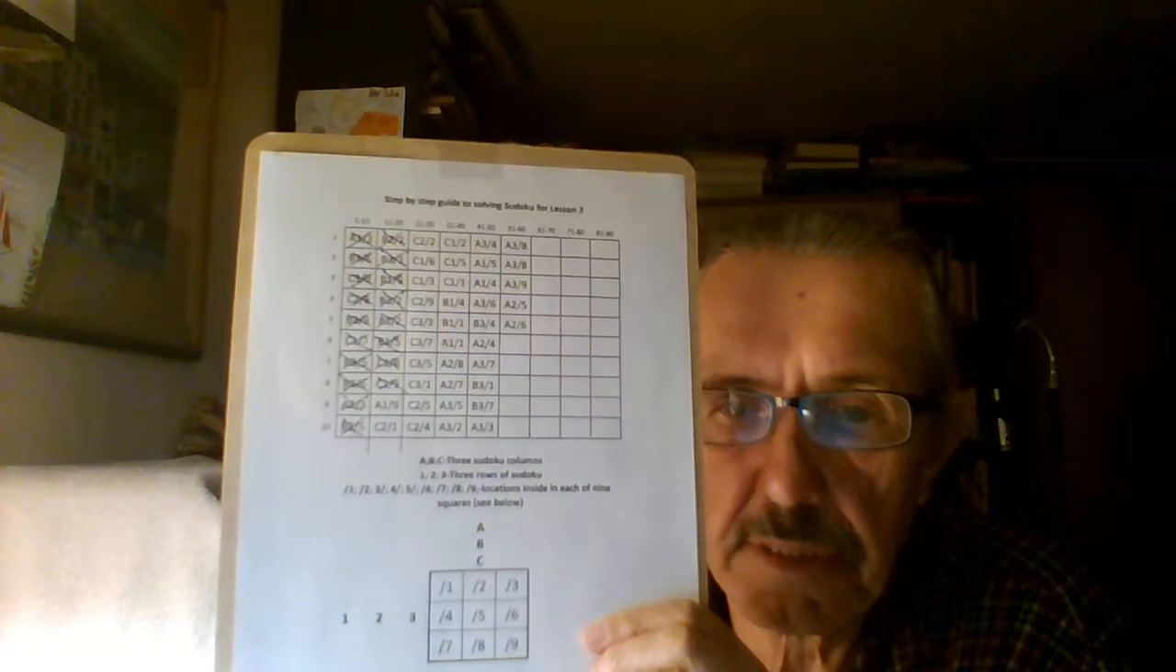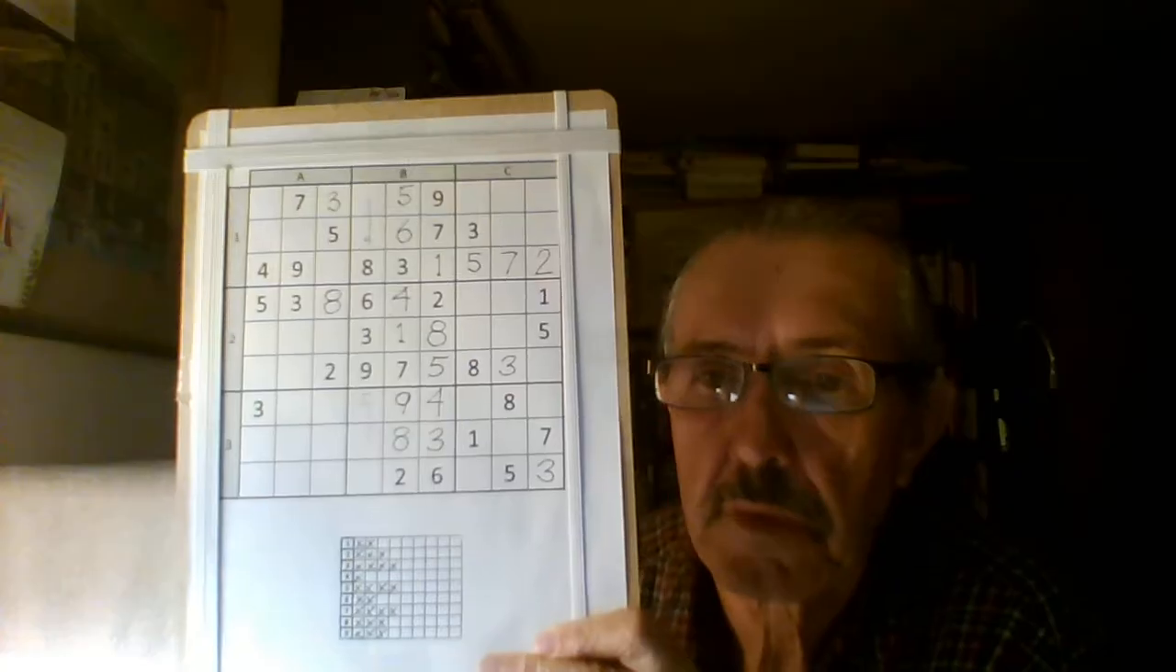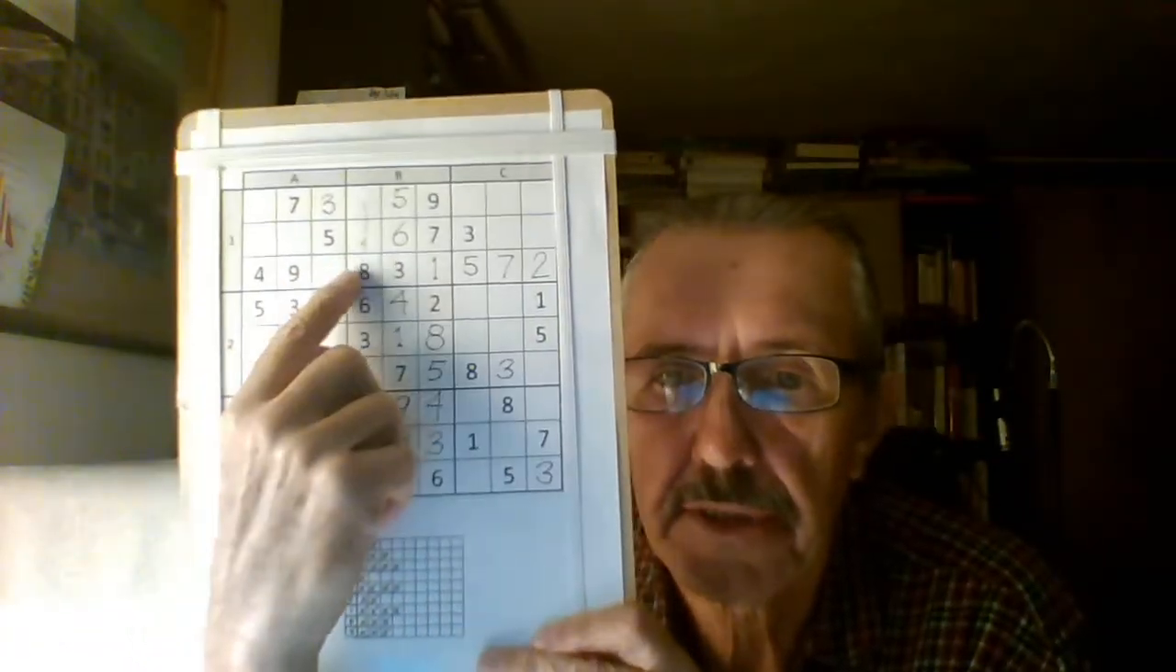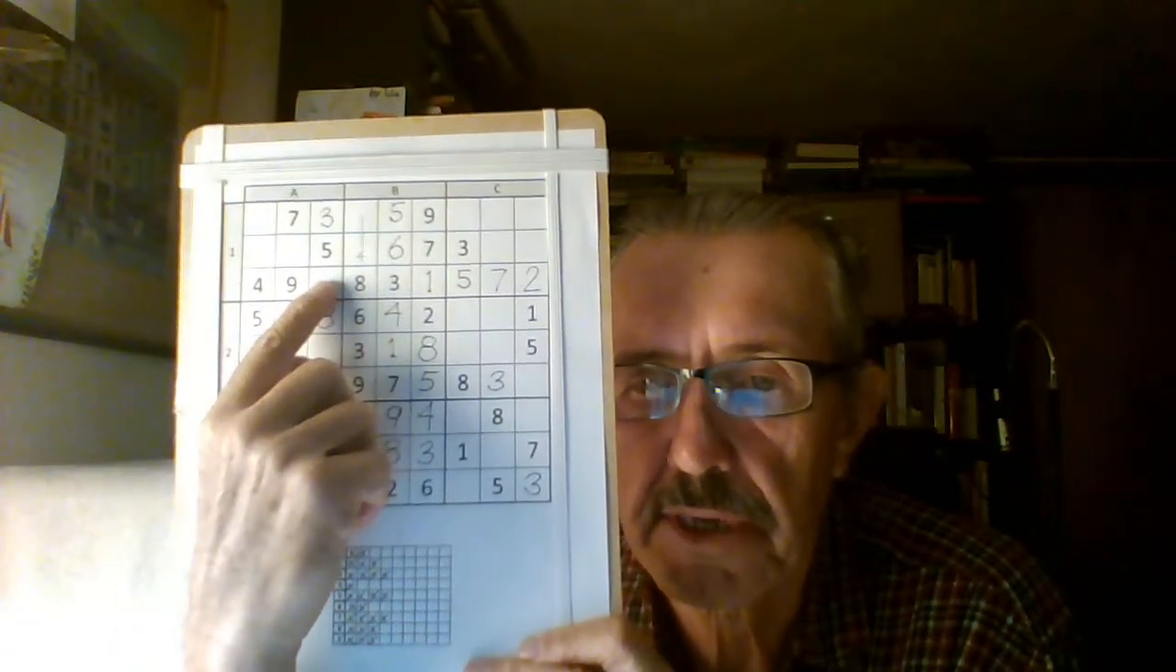Next step is square A1 location 9. Square A1 location 9 is one available space in this row, and this will be for number 6.